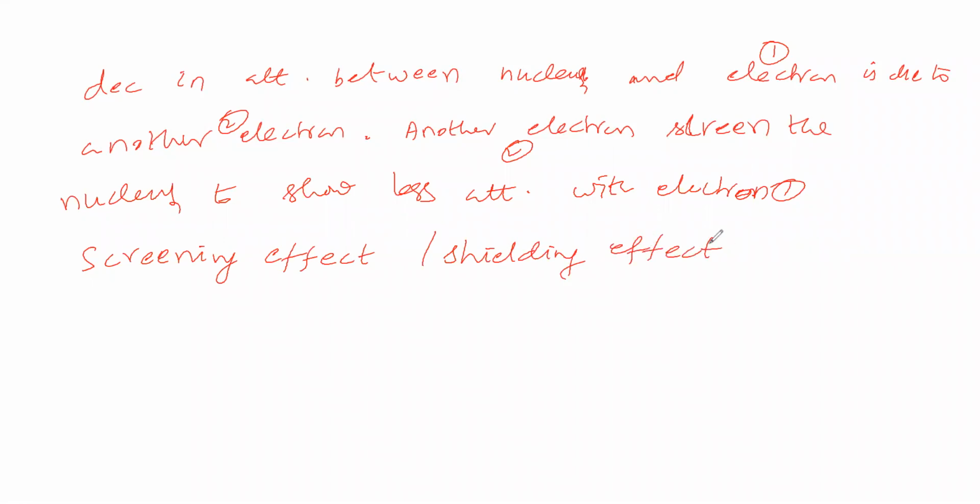Now, is this shielding effect possible for hydrogen and hydrogen-like species? No. Why? For hydrogen and hydrogen-like species, the screening effect is not possible since only one electron is there. For multi-electron atoms, the screening effect is possible. Multi-electron atoms means two electrons or more than two. So because of this screening, we will see what will happen.